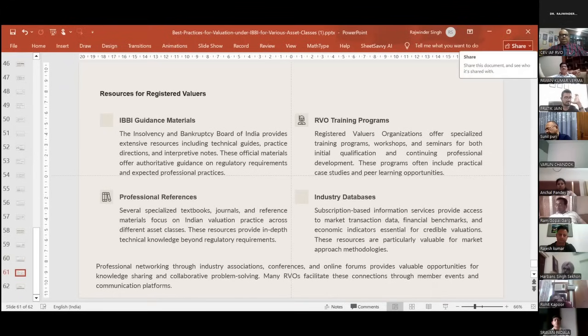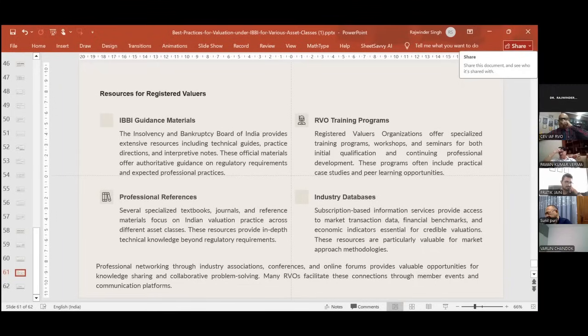Now we will discuss what are the sources of information or guidance which are available for the IBBI registered valuers. First, they can refer to the IBBI guidance materials. The Insolvency and Bankruptcy Board of India provides extensive resources, including technical guides, practice directions, and interpretive notes. These official materials offer authoritative guidance on regulatory requirements and expected professional practices.